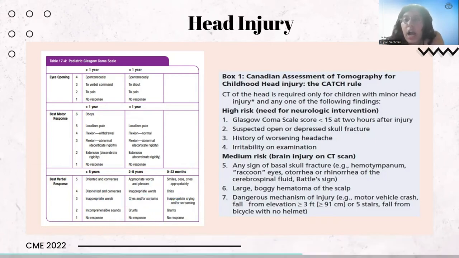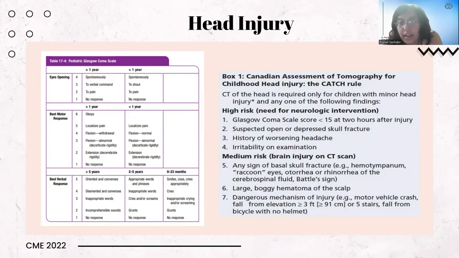So how do you know that this head injury patient needs to be escalated? There is something called the CATCH rule. What it means is this patient is high risk and they need immediate neurological intervention. So if they've had a GCS score less than 15, 2 hours after the injury, if they have a suspected open or depressed skull fracture, if they have a history of worsening headache, for example they fell, were fine for some time, and then an hour or two later have a headache that keeps getting worse, irritability. Then medium risk, any sign of basal skull fracture.